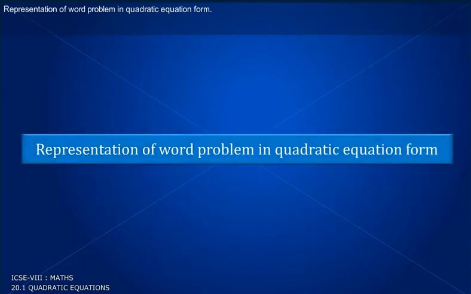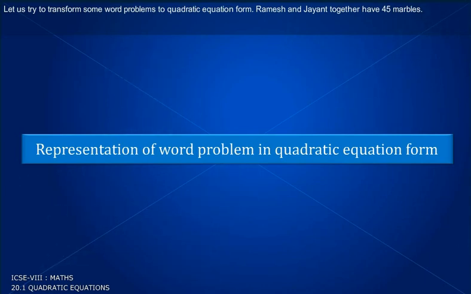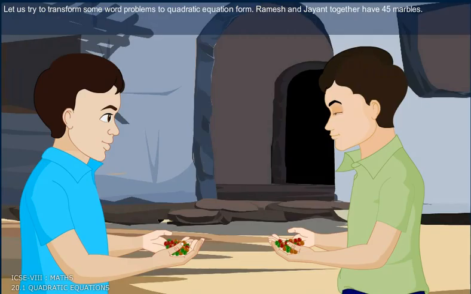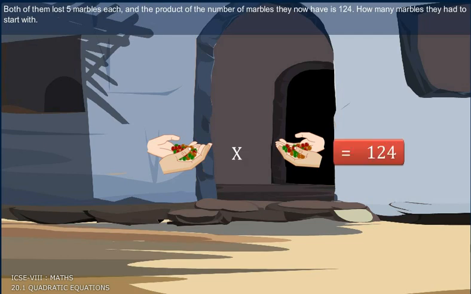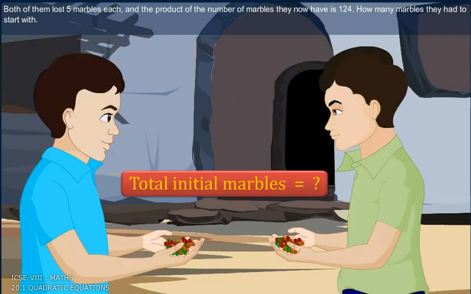Representation of word problem in quadratic equation form. Now let us try to transform some word problems to quadratic equation form. Ramesh and Jen together have 45 marbles. Both of them lost 5 marbles each, and the product of the number of marbles they now have is 124. Now, how many marbles did they have to start with?